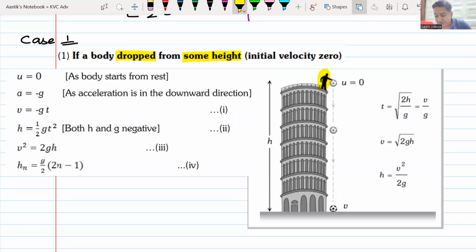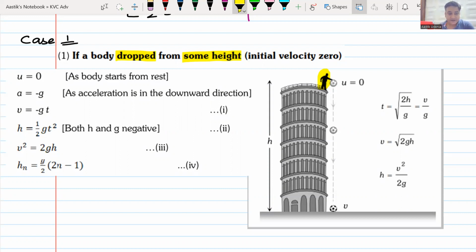A body is dropped from some height. What information does it give us? I'm waiting. If you don't know, please raise your hands. I will understand that you don't know. If you know, then give me the answer. Yes, you know it or you don't know it? It will undergo gravitational force. Yes, beta. It will undergo gravitational force.